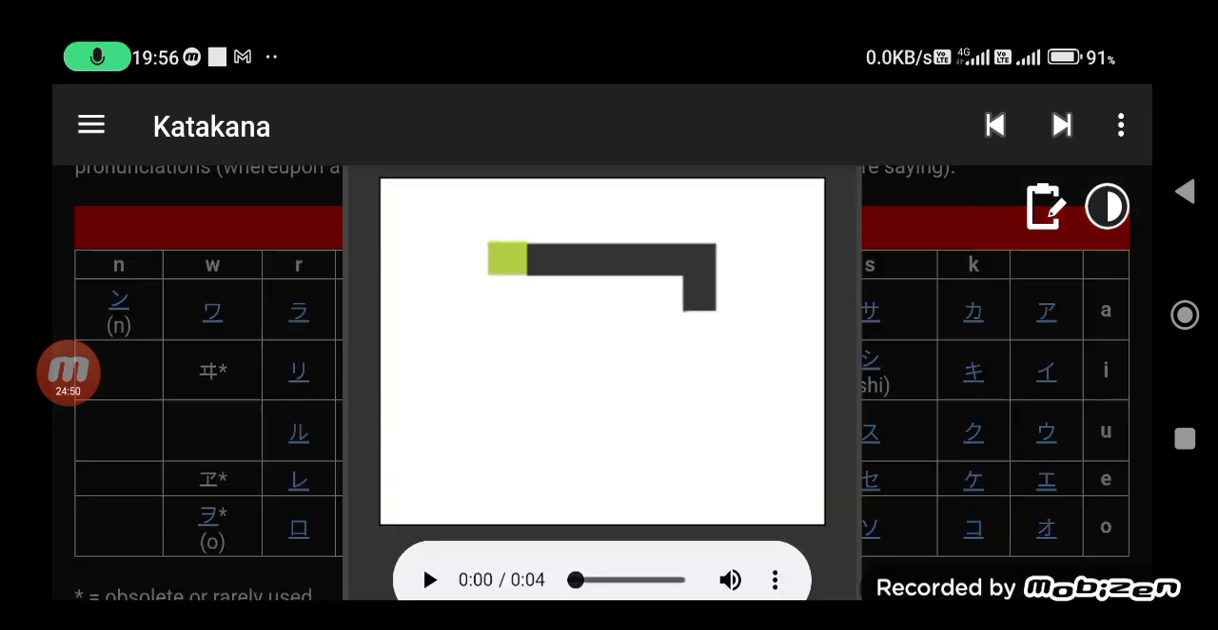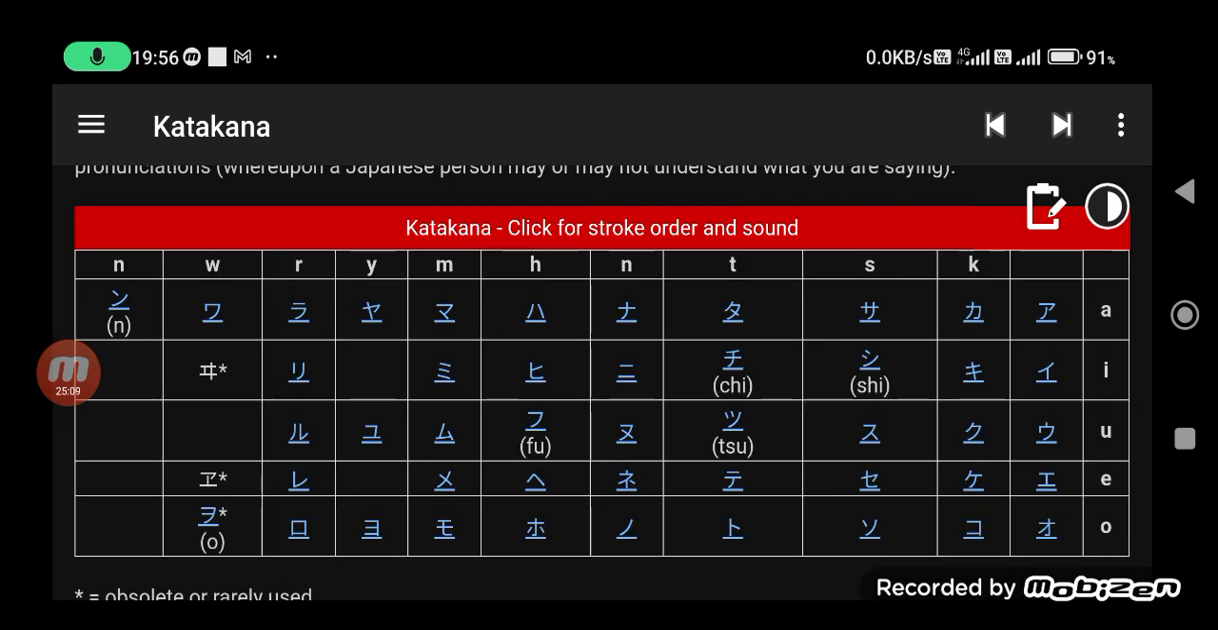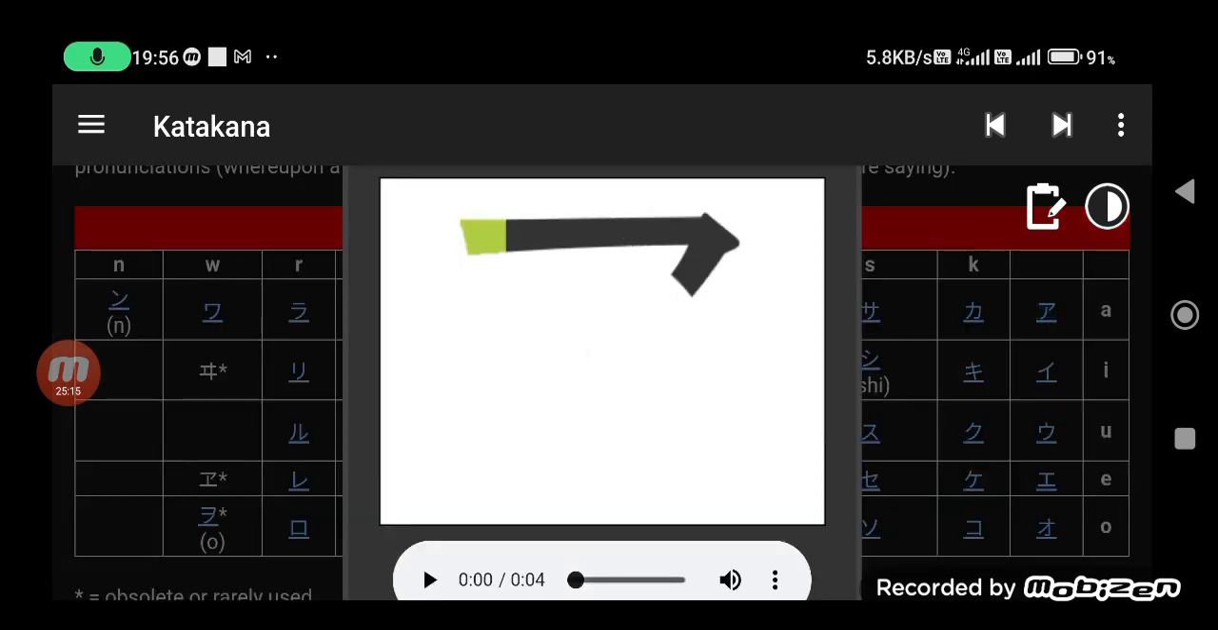Again the ko. Ko. A very common katakana, ko. Please memorize this, ko. It's two strokes only. From top to bottom, ko. Again for the ko. See, ko. Okay. Now we go to the vowels. Vowels, a.